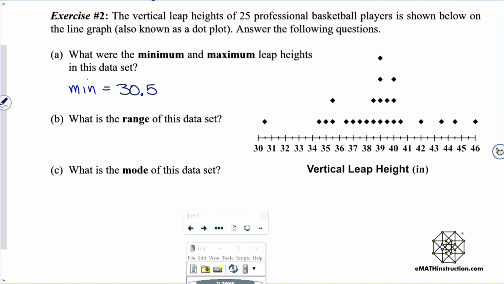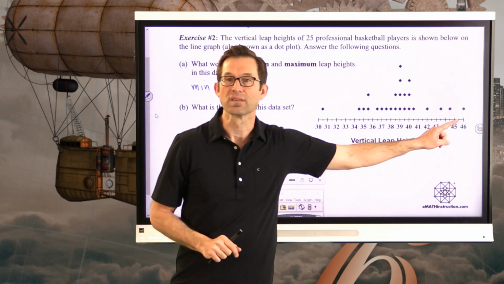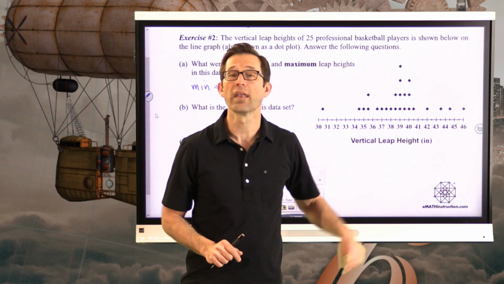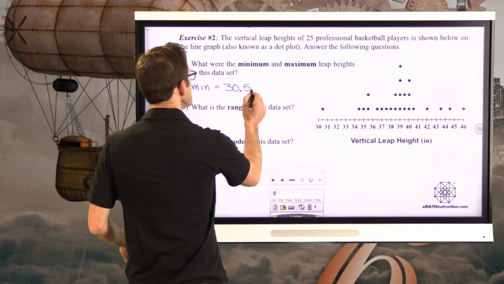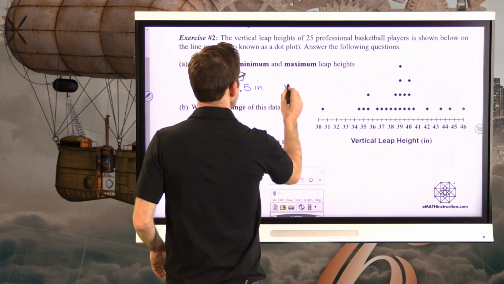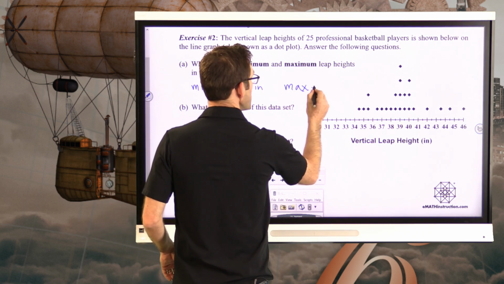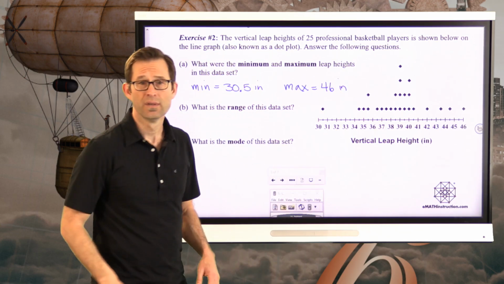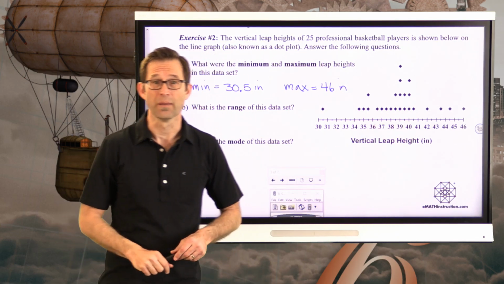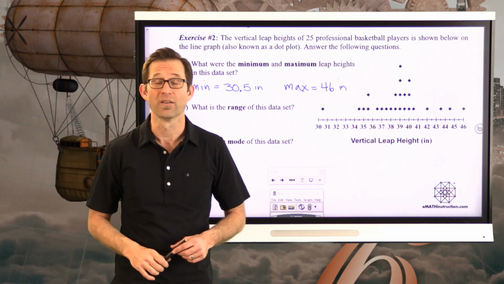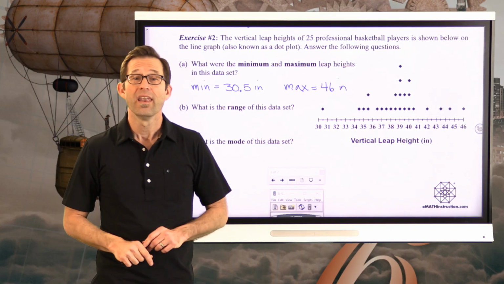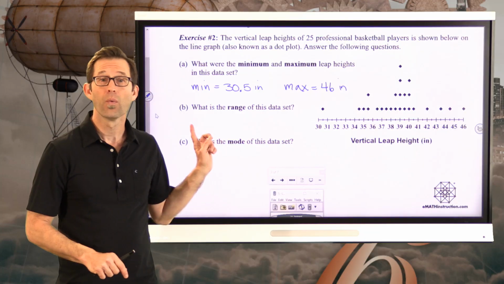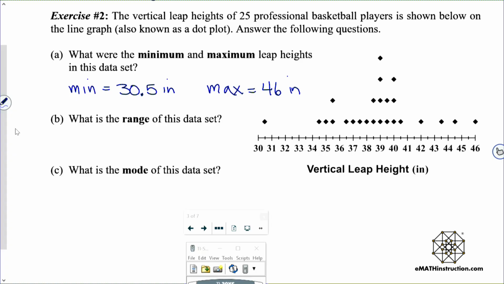And the maximum is pretty easy as well. That one at least is a nice whole number. That comes in at 46 inches. And I really should be using units here because there are units attached, right? 46 inches. Maybe that's actually Zion Williamson's leap height. These are actual leap heights. They are amazingly high. Now, letter B, what is the range of this data set?